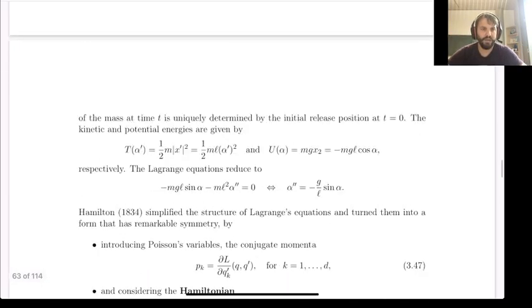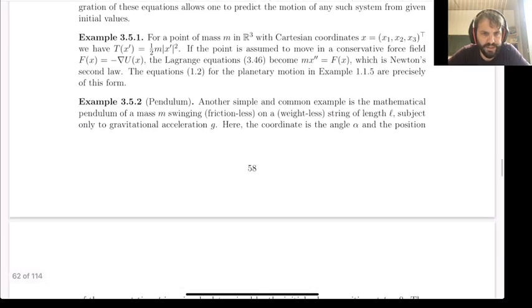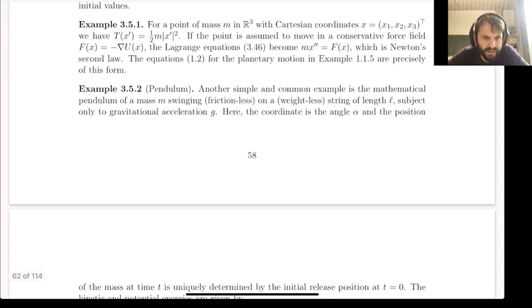Okay, so in example 3.5.2, I don't understand how you get the square at L and the minus before M.